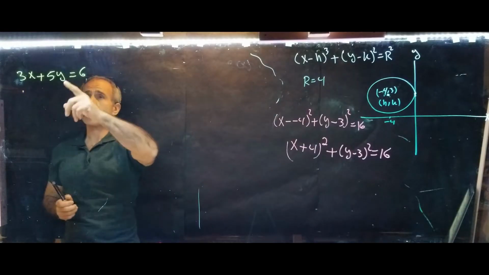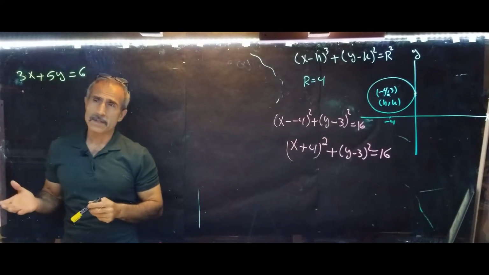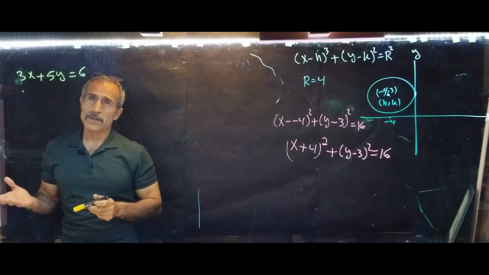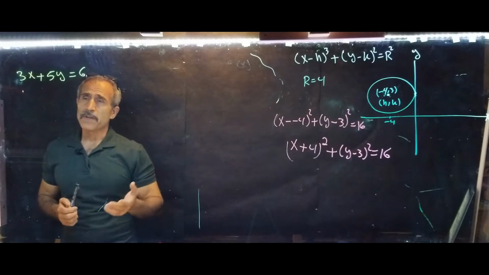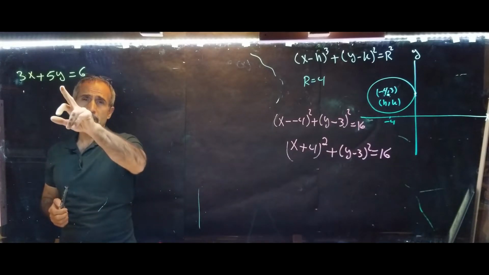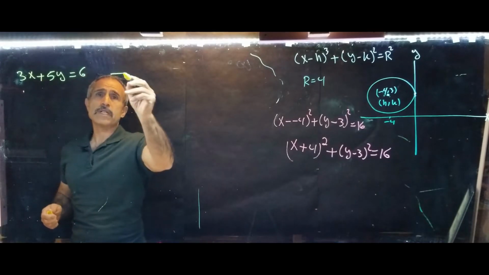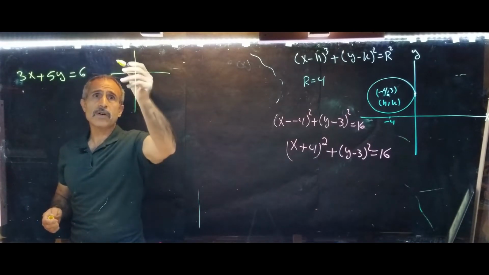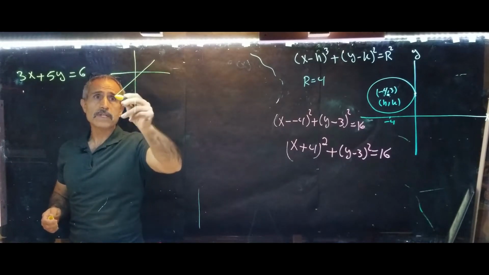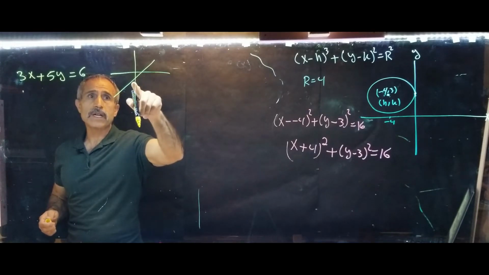Okay, we have this problem here, and we want to find out what the x-intercept and the y-intercept are. To solve this, if it's the x-intercept, that means your y is 0. The y-intercept means your x is 0. It says we have a line like this, and the line goes through, where is it going to cross x, and where is it going to cross y?